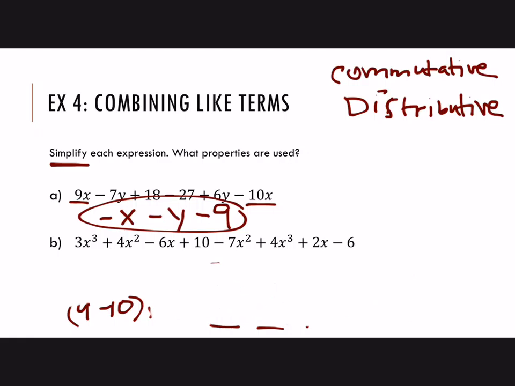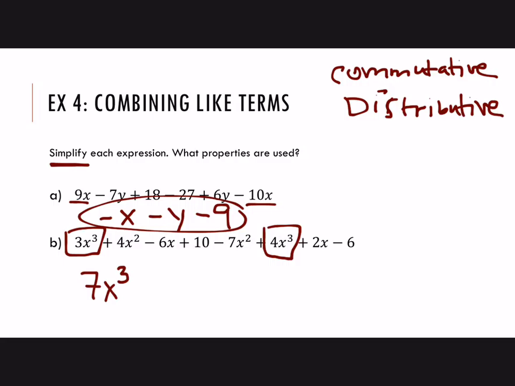Second one, same idea. We need the commutative property to move stuff around and the distributive property to combine like terms. So I will skip over some of those middle steps and we'll just jump right to the answer. So I would look through and find the highest exponent first. And that's this 4x cubed and this 3x cubed. Okay, and let's combine those. So that would be 7x cubed.